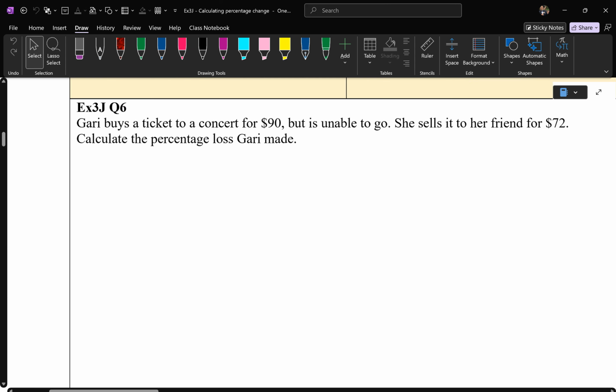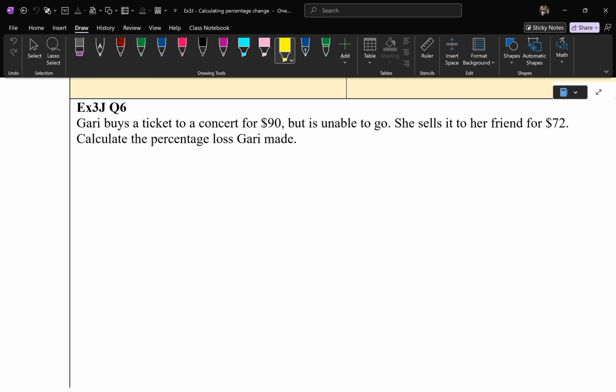Now, there's a logic to it. It's all about changing it to a proportion. So let's begin. Gary buys a ticket for a concert that is $90. Then, because Gary is unable to sell it or go, Gary sells it to a friend for $72. So they bought it for $90 and now they're selling it for $72. First question is, was it a profit or a loss? It was a loss. How do we know? Because he sold it for less money than what he got it for.